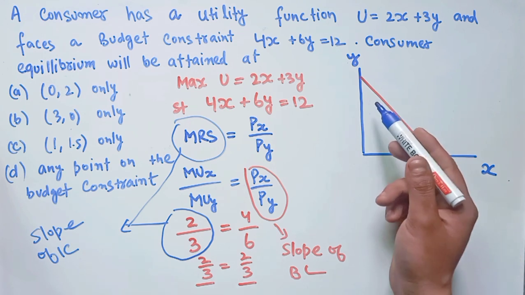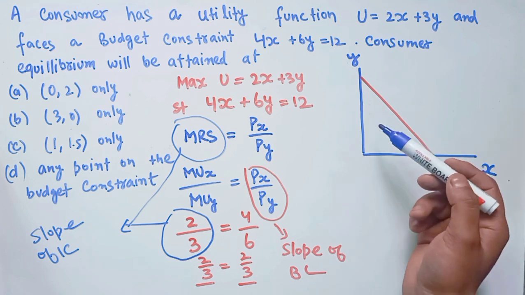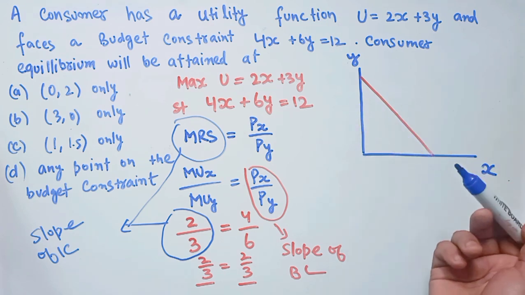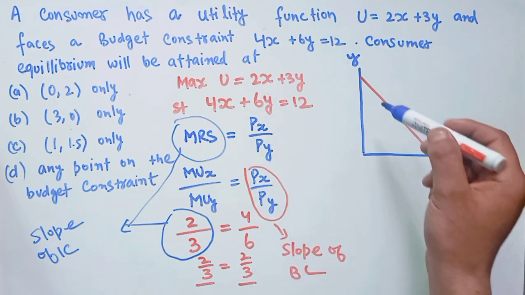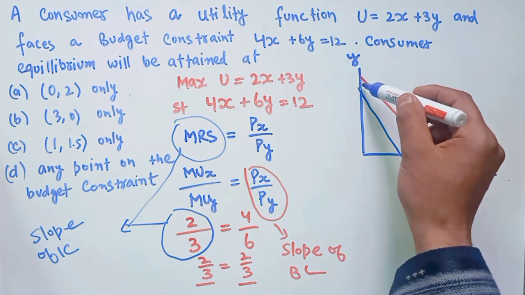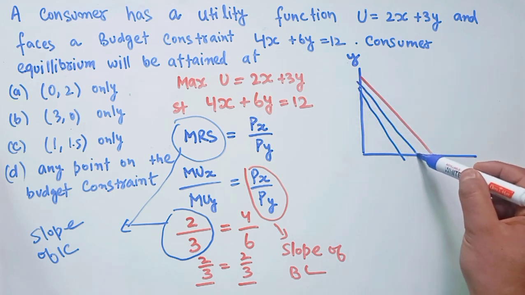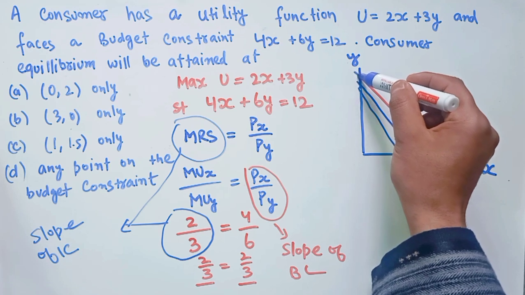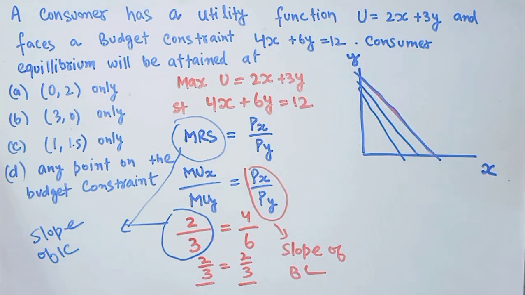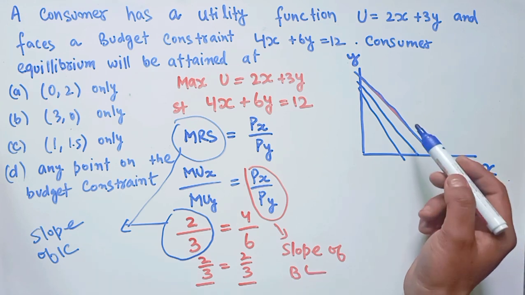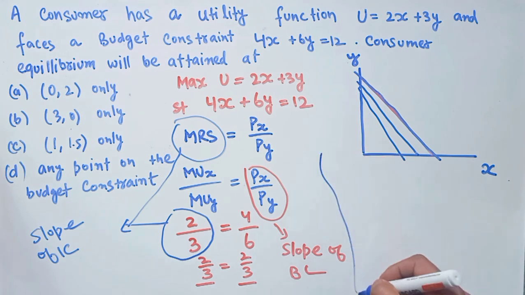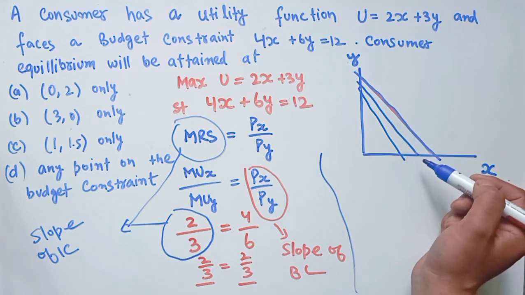That means given this budget line, we want to reach the highest possible indifference curve, and our indifference curve will be a linear one here. Let us say this is one IC, this is the second IC. The highest possible IC will actually coincide with the budget line because the slope is same. That means the consumer will attain equilibrium at any point on the budget line.